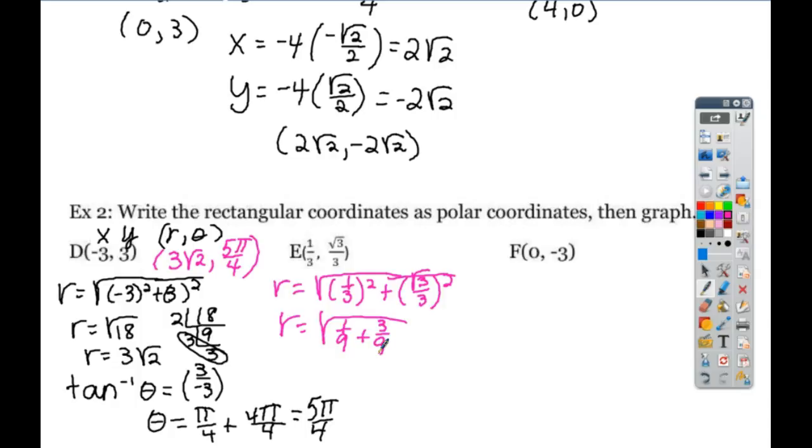Okay, so if I simplify it, can I add them together? No. So if I do 1/9 plus 3/9, what do I get? And what's the square root of 4/9? 2/3. So that's the r. How do I find the theta? The tangent.